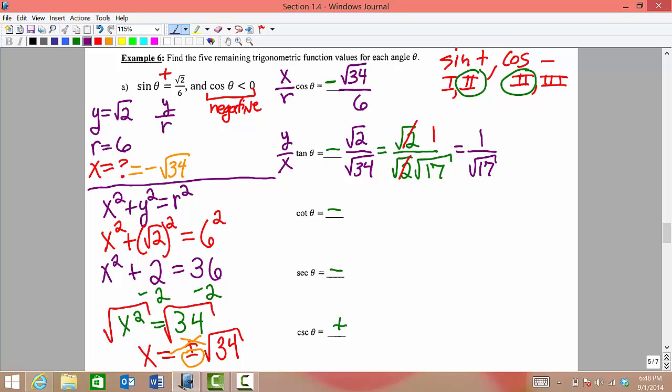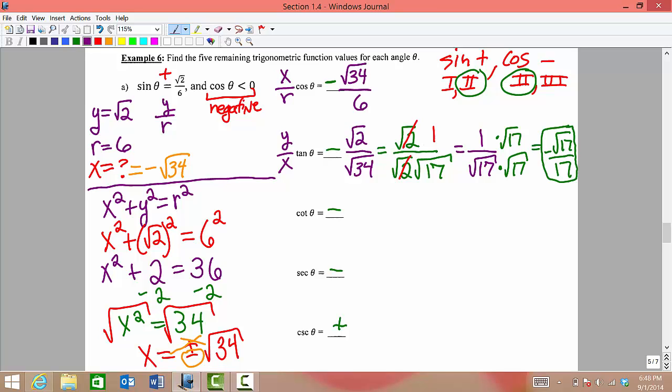So we have simplified, but we need to rationalize. So I'm going to multiply the top and the bottom by the square root of 17 to get that radical out of our denominator. So our final answer will be negative square root of 17 divided by 17. So we want to simplify, get rid of any common factors, and then we want to rationalize. We want to make sure that we don't have any square roots left in our denominator.